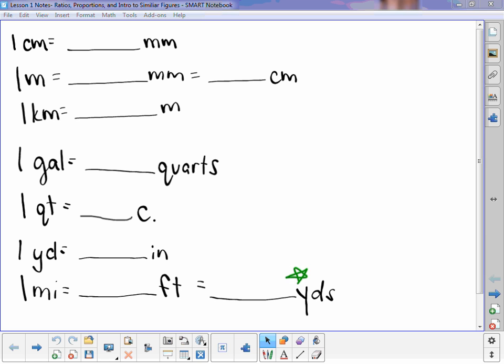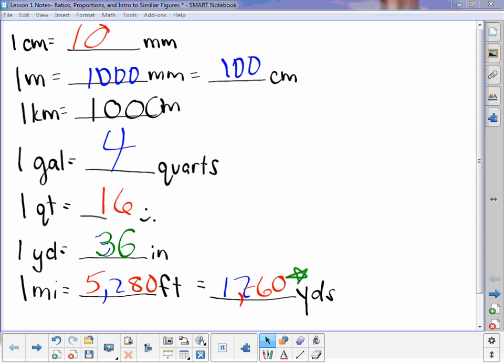So if you would go ahead and check your answers to this with someone nearby you, see if you got the same values. Alright, so we'll go through and see which ones are right and fix any that might be wrong.